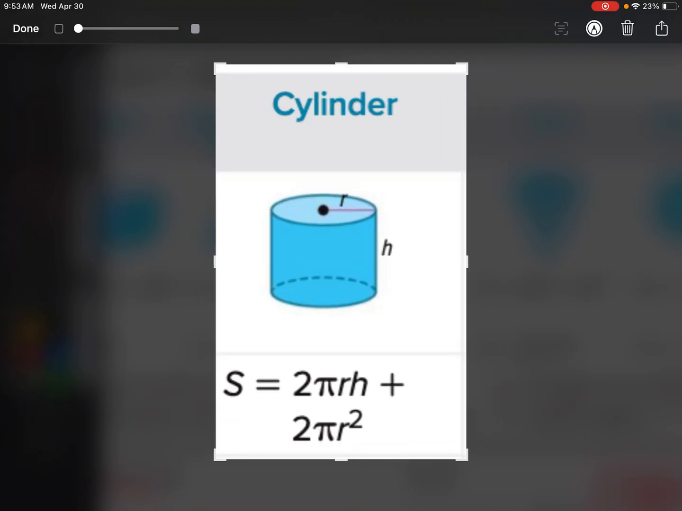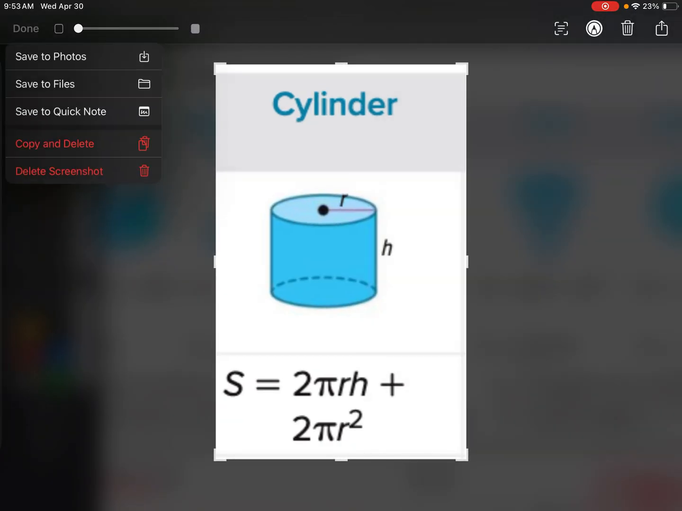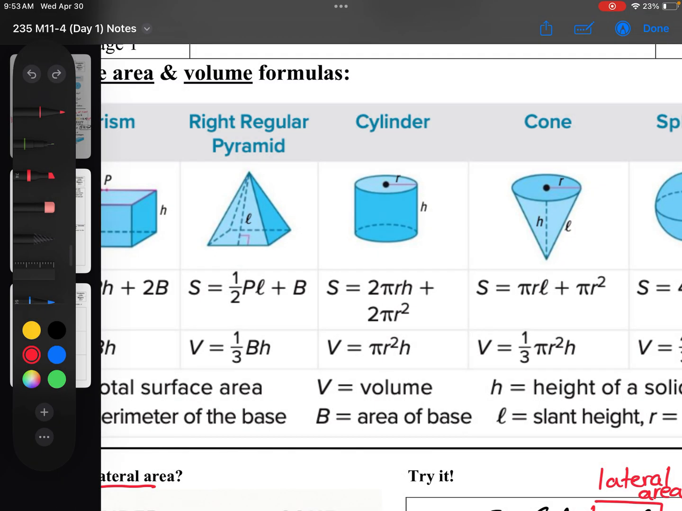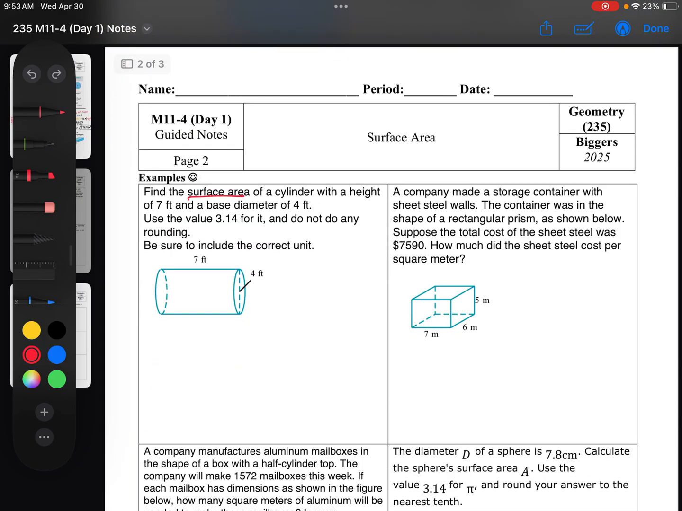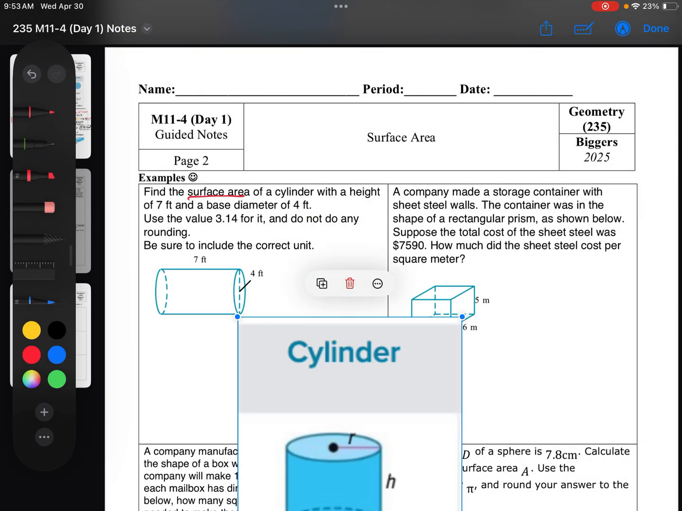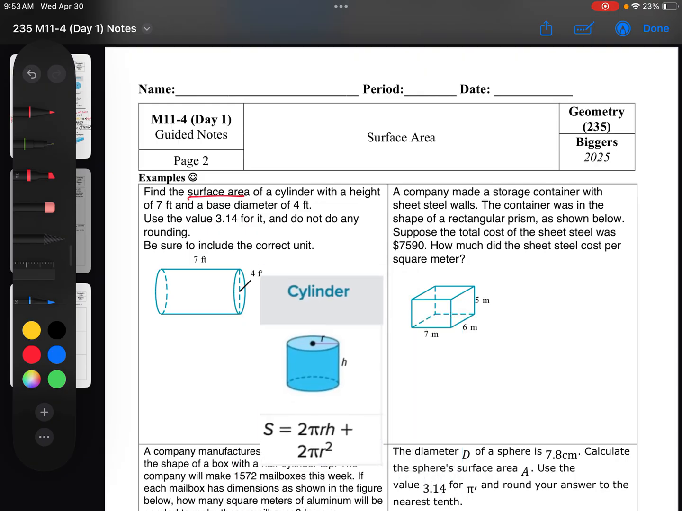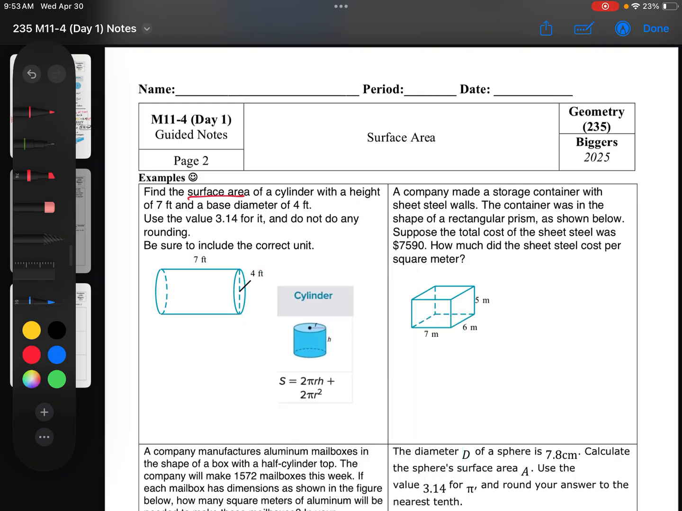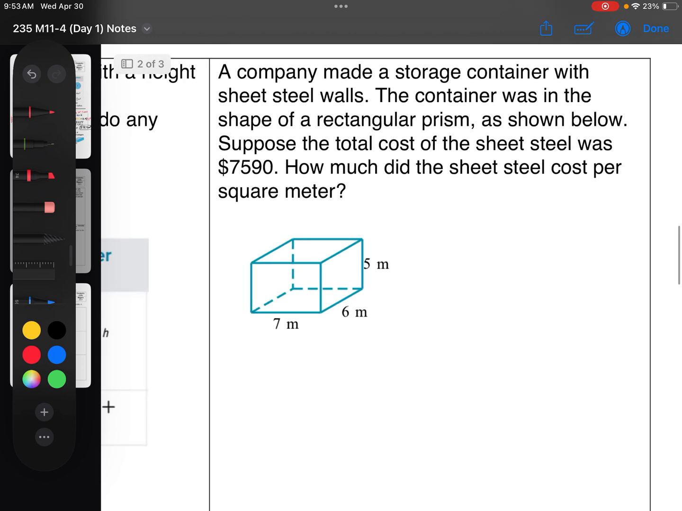Surface area of a cylinder. So we're going to hit done, copy and delete. I'm going to hop over here to the back side. And that's the formula you're going to want to use. Okay. So this one's a more applied example.